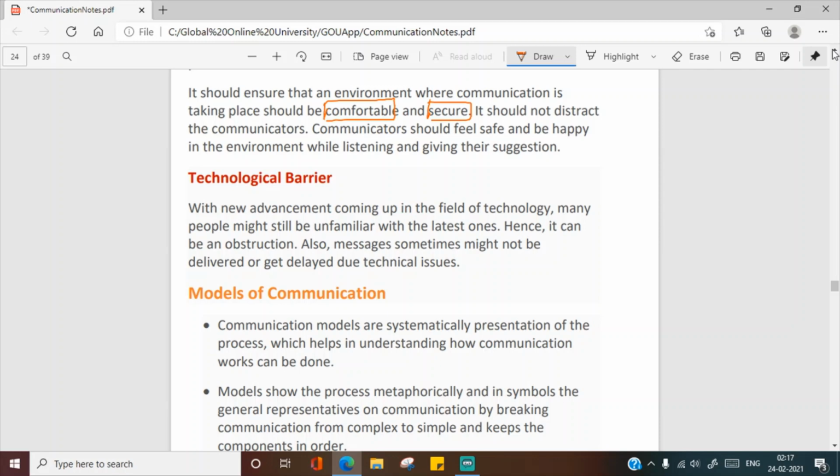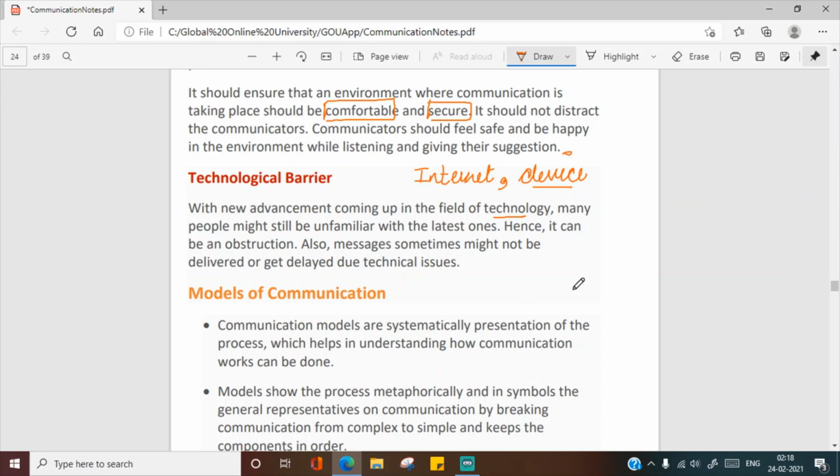Now let's talk about technological barrier. Technological barrier means something that is related to technology. For instance, if you're talking to someone and the internet is not working, that is a technological barrier. Or your device gets hanged. If the device you are trying to speak with is not working, that is also a technological barrier. Or if there are some technical issues. Sometimes you see that the network goes off. At some places, you do not find proper network. So that is also a technical barrier in communication.